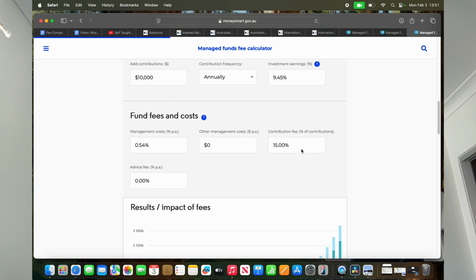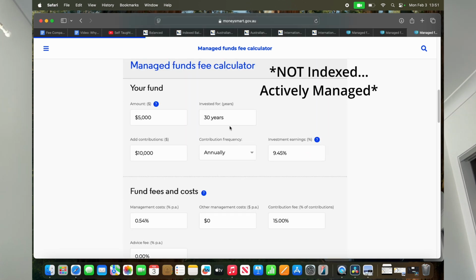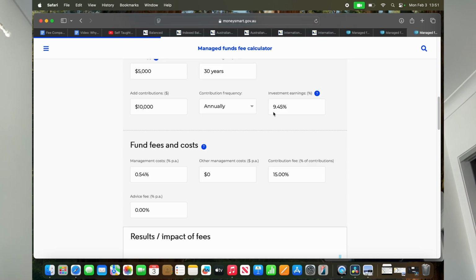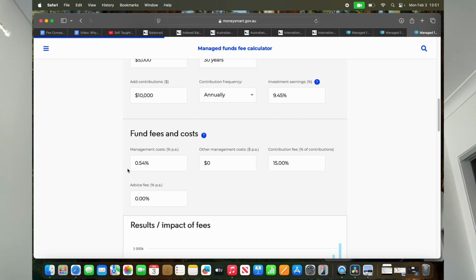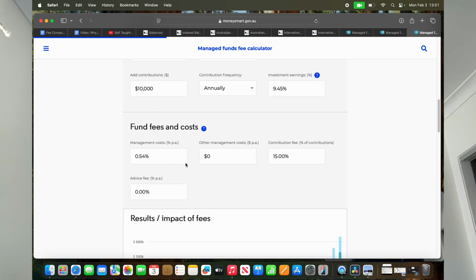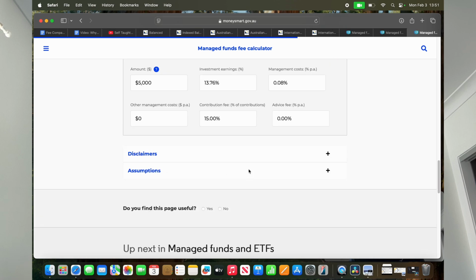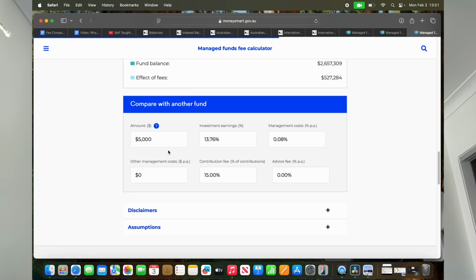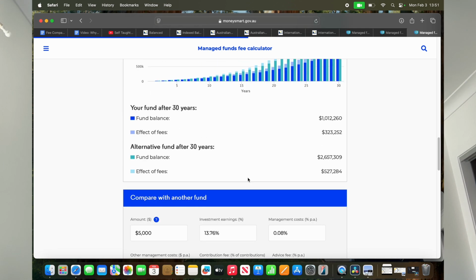Now, when taking a look at our international shares, this is going to be our international shares index. Again, same 5,000, 30 years, 10,000, and we're going to see our investment earnings at 9.45%, a management cost of 0.54%, and our tax at 15%. And then we're comparing it to our MSCI World ex Australia index. So this is our international index option. Again, 5,000, a very high 13.76, so it's unlikely this would be moving forward, but this is the number over the last 10 years. And we have a management cost of 0.08% with a 15% tax.